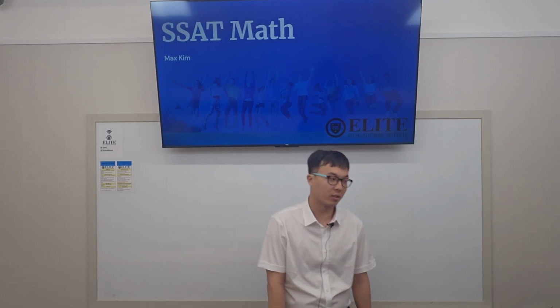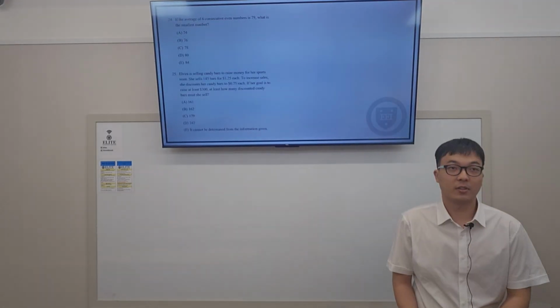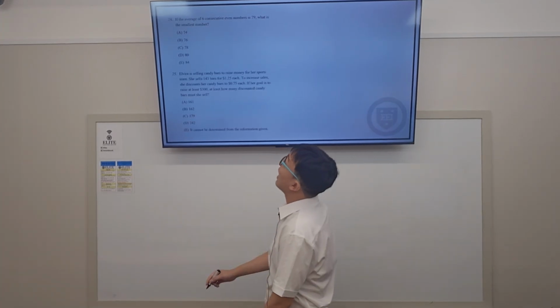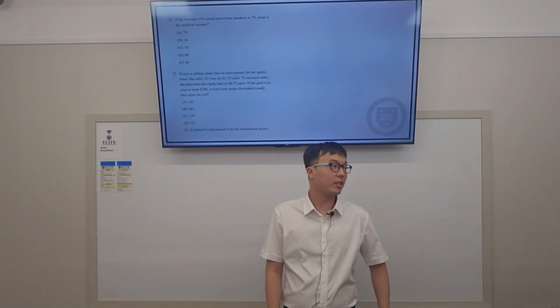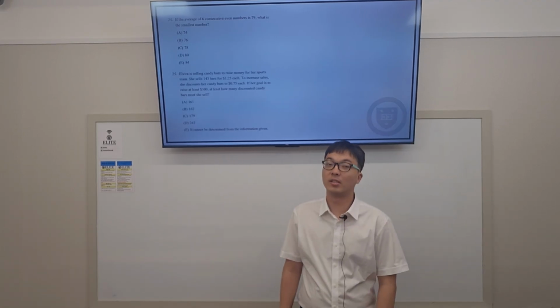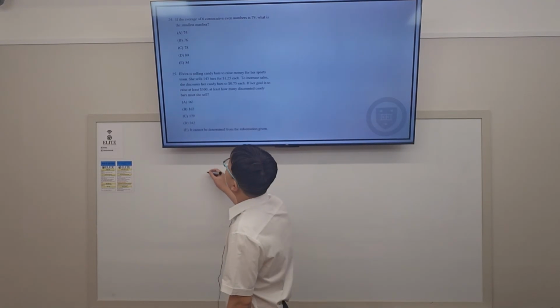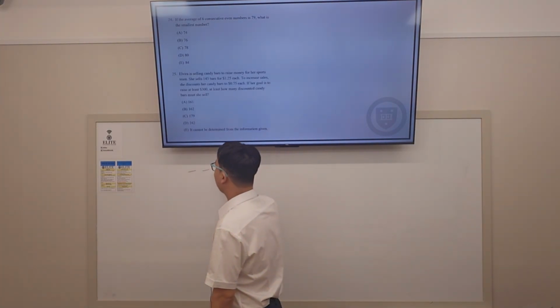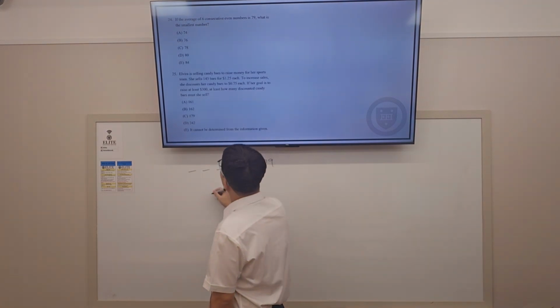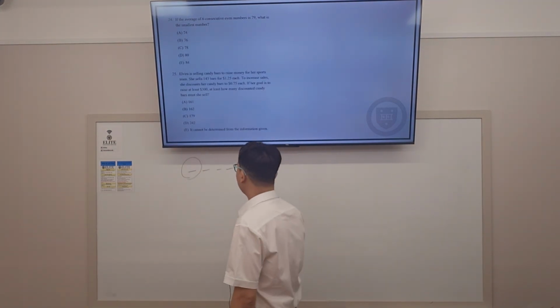So, let's get started. The first question that we are going to go over is this question. If the average of 6 consecutive even numbers is 79, then what is the smallest number?